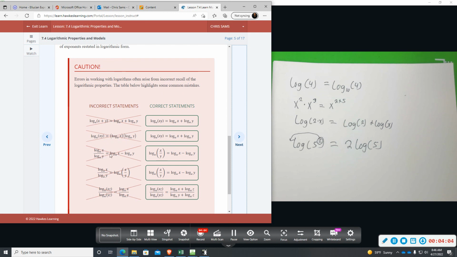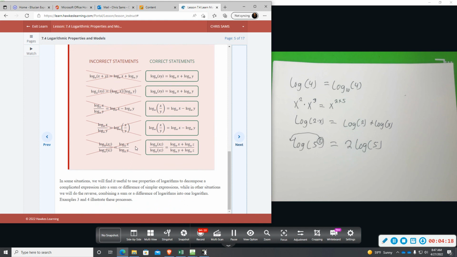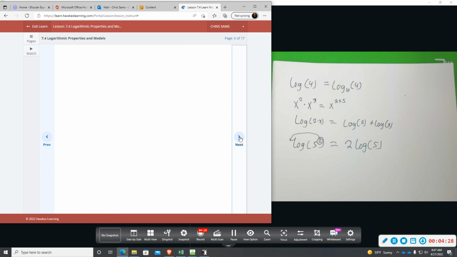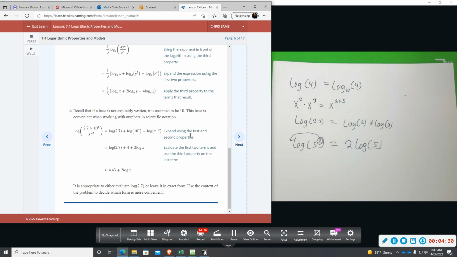Division, you don't write log of x divided by log of y is equal to this. It has to be 1 log with x divided by y to separate it. So these are like some common mistakes that happen that I just want you to be careful of not to do, because it's easy to mix that up when you're first learning. All right, then they give you some examples.